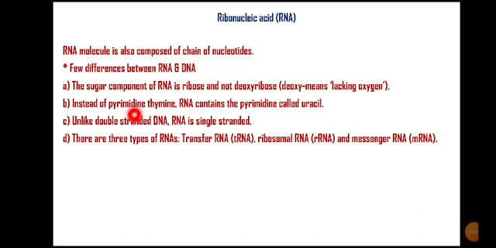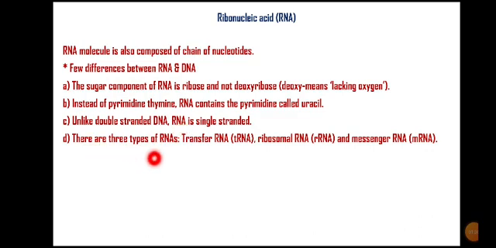Second difference, instead of pyrimidine thymine, so this thymine is there in case of DNA. So instead of this thymine, RNA contains a pyrimidine called uracil. So there is absence of thymine in RNA. That is the second difference. Third, in most of the cases we find that DNA is double stranded, whereas frequently RNA is single stranded.